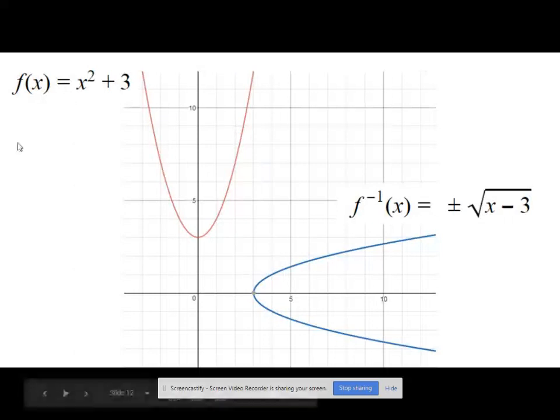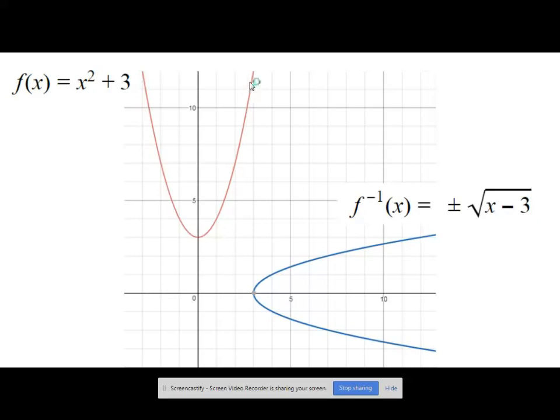Let's look at the other one. So here was the quadratic, x squared plus 3, that's the red line here. And the inverse function then was plus or minus the square root of x minus 3, and it looks like this. Now the plus or minus, if you were to use your graphing calculator, I don't believe it has a plus or minus sign that you can plug into your graph. So if you just do the square root of x minus 3, you're going to get the top portion of this graph.